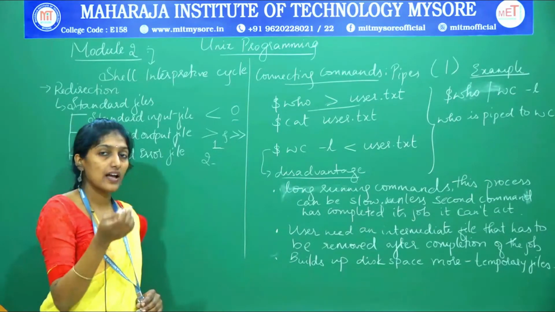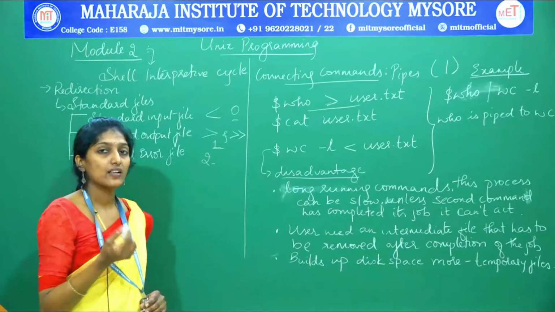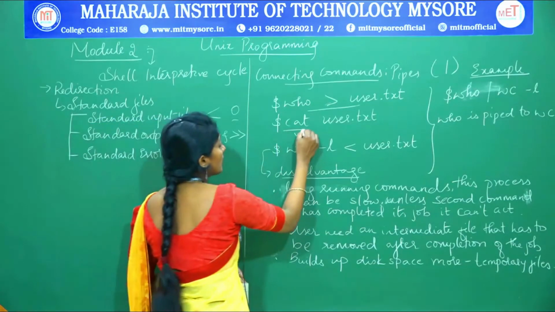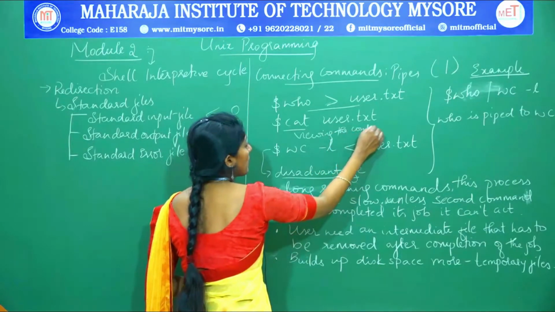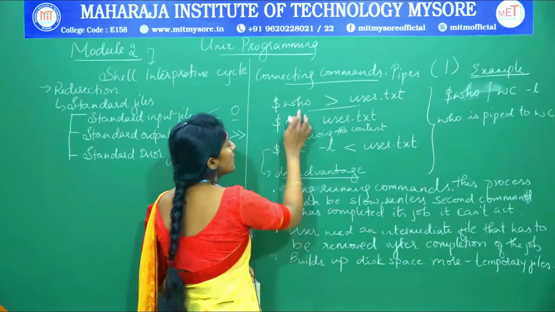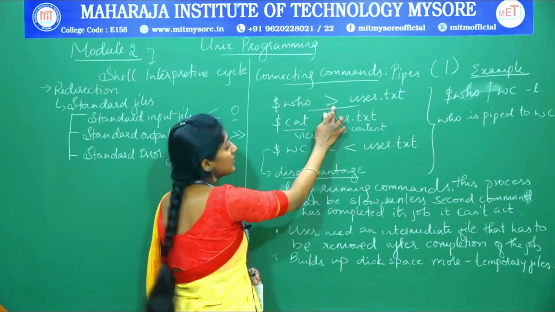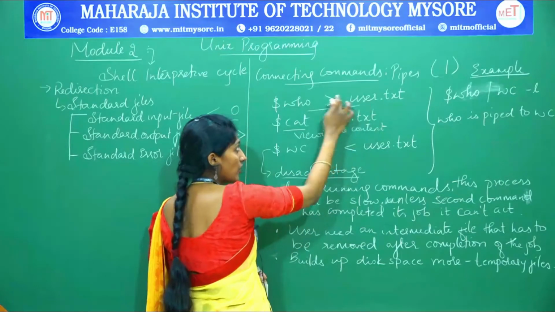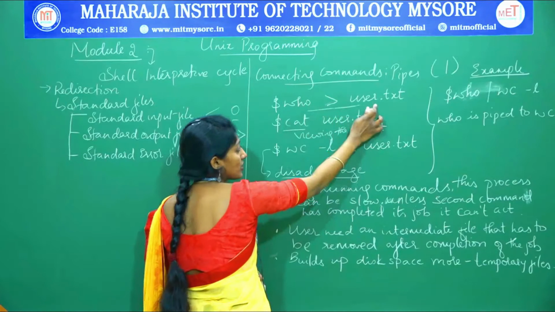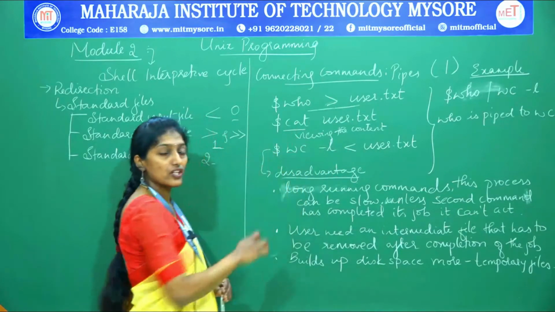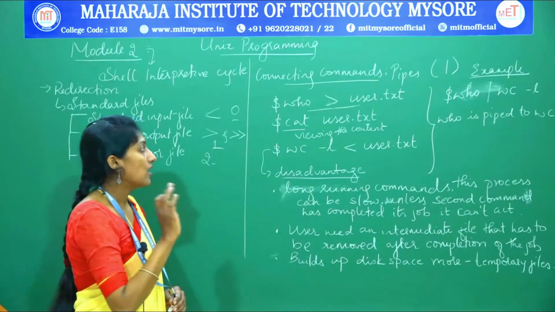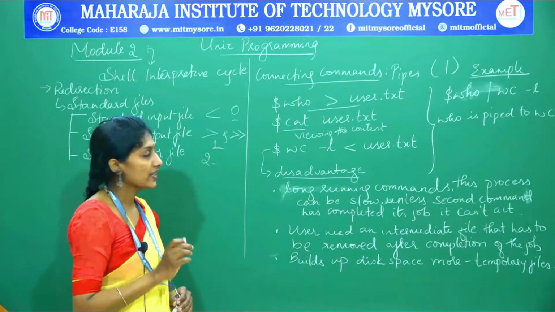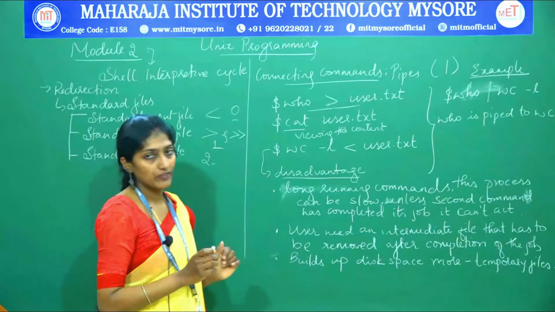In the next line, I am trying to display whether that content has been copied to user.txt. If it is copied, I am trying to view it. The cat command is used for viewing the content. So the who command output is redirected to user.txt, and the cat command displays the content of user.txt, to check whether it has been copied or not. If it is copied, obviously it can be viewed.